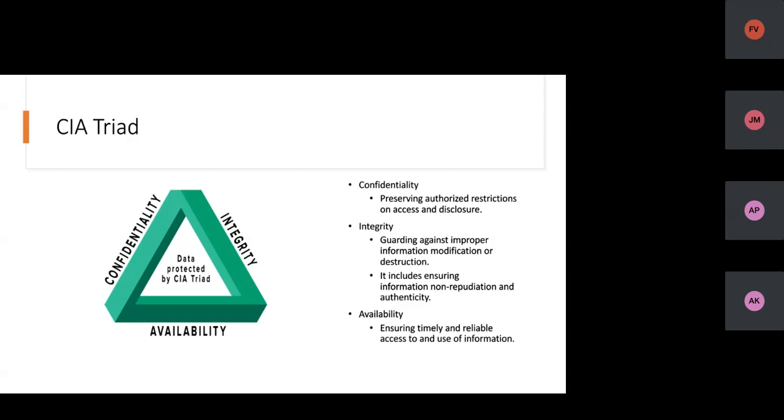You guys would be mad if your friends tried to sneak a peek into your Instagram account and got to know who you're chatting with or what you're chatting about. It might be embarrassing. You might get angry. We don't want that. That's our privacy. That should be confidential. Exactly like that, from an organization's point of view, that is what confidentiality is, preserving authorized restrictions on access and disclosure.